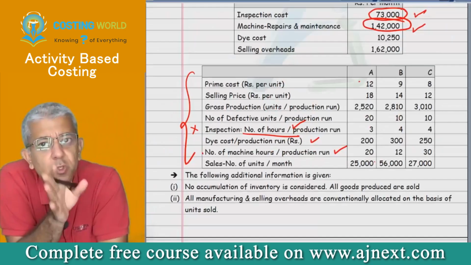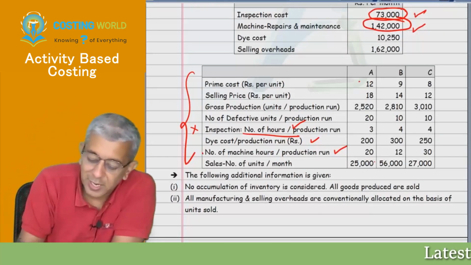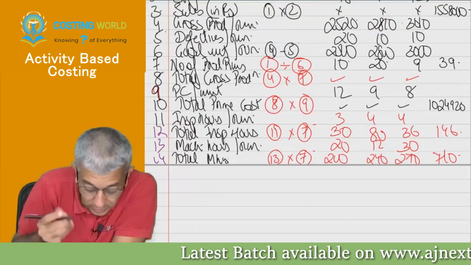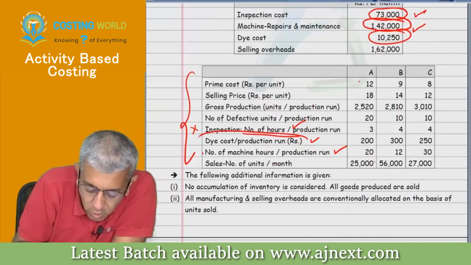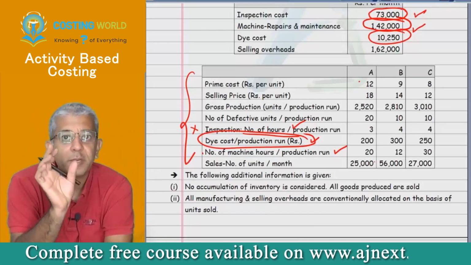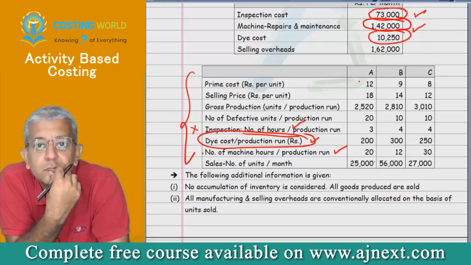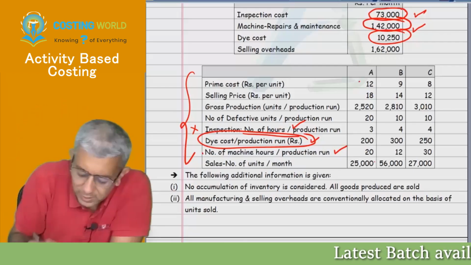Okay. Now one more thing. The first question that I asked you in this entire question was actually to get me the bifurcation of die cost. Now there is one thing that will be possible now. Can you say you have die cost per run? If you multiply by number of runs, the total should be 10,250, no? Yes, sir. Okay, so directly you will get the bifurcation of that.